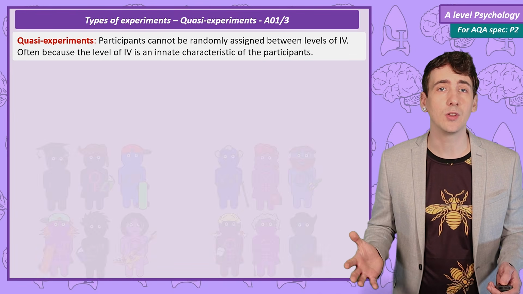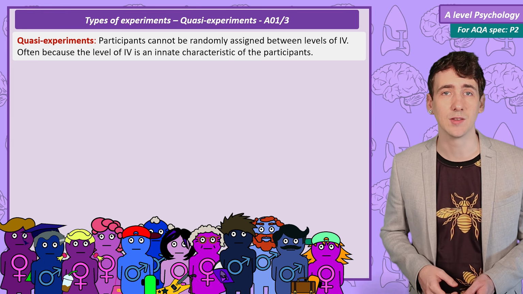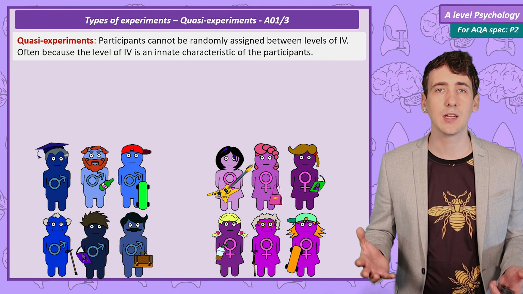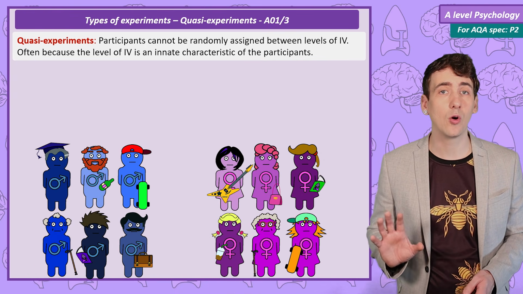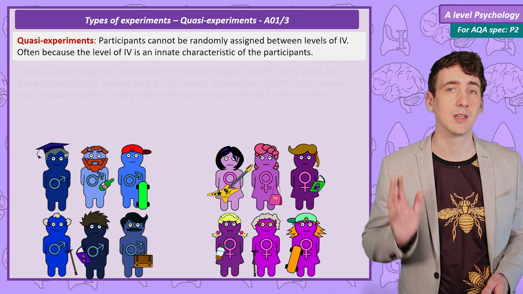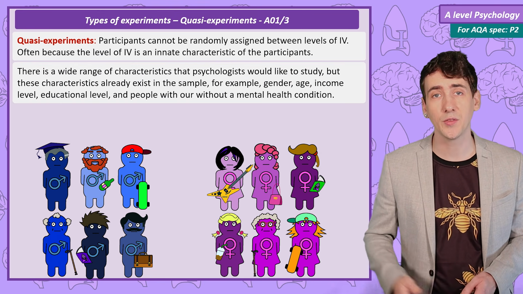But there are lots of studies we would like to conduct in which people can't be randomly assigned between conditions. For example, if we're studying gender, or age, or the difference between people with or without a mental health condition. These groups already exist. And if we can't, as a researcher, assign people to the different conditions, or manipulate the levels of IV, that is a quasi-experiment.